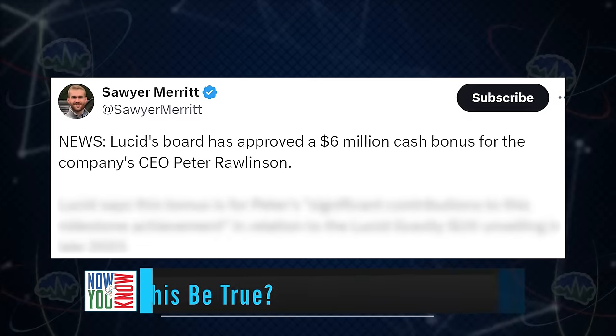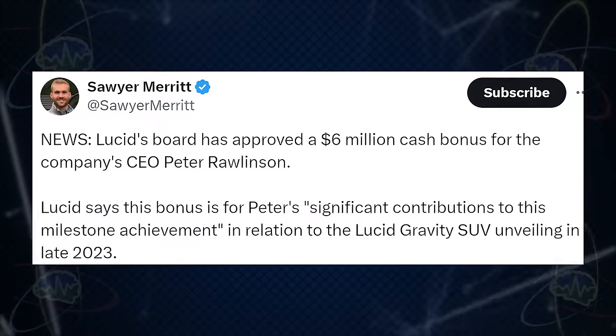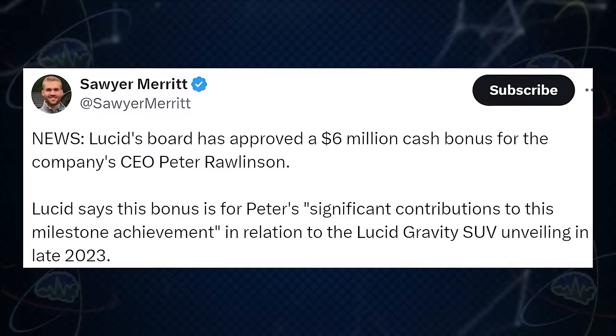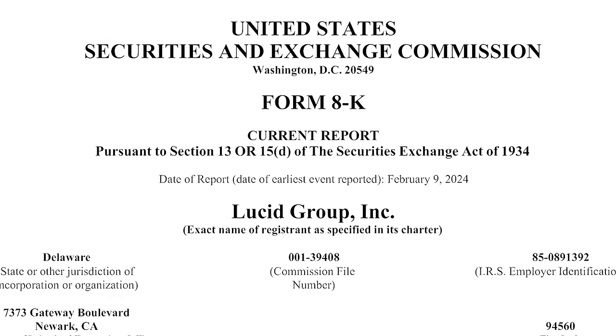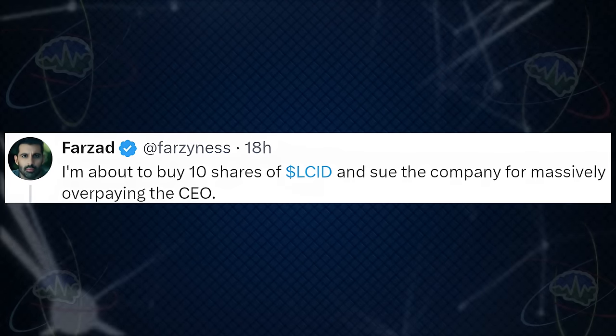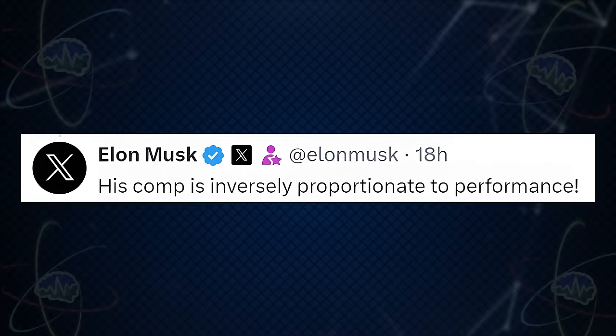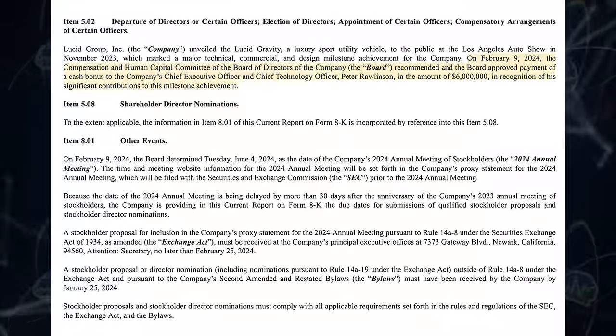But if that's true, then how come I just read this? Lucid's board has approved a $6 million cash bonus for the company's CEO, Peter Rawlinson. Lucid says this bonus is for Peter's, quote, significant contributions to this milestone achievement, which is, I guess, in relation to the Lucid Gravity SUV unveiling in late 2023. Good point. Farzad just posted, I'm about to buy 10 shares of Lucid and sue the company for massively overpaying the CEO. And Elon said his comp is inversely proportionate to performance. I'm not even kidding. I mean, how come Elon's compensation plan is questioned, but CEOs like this, who can't compete and run their share prices into the ground, get bonuses?